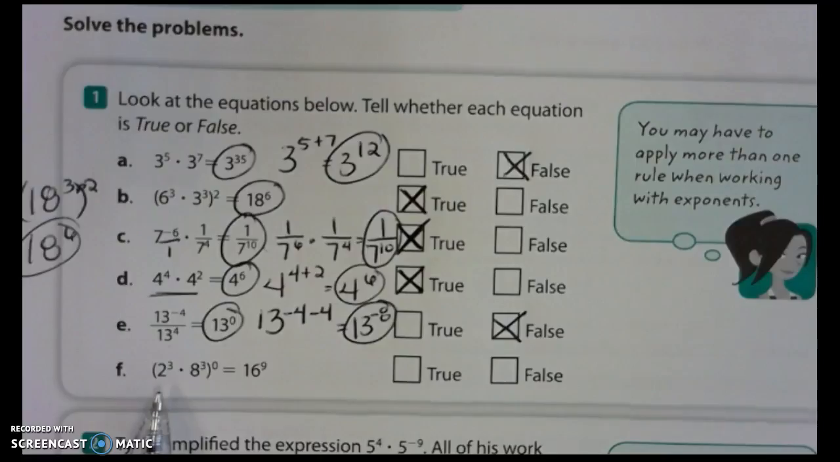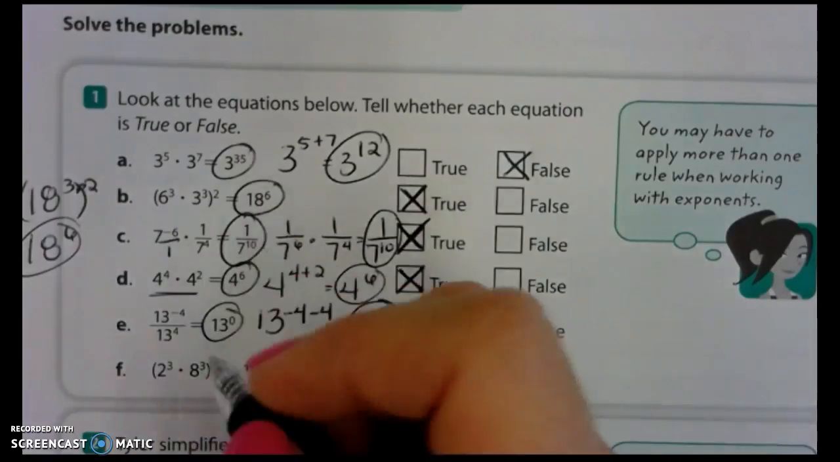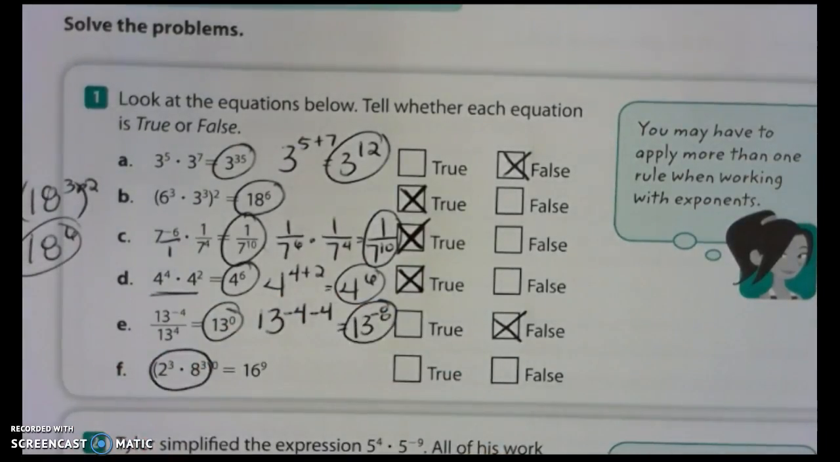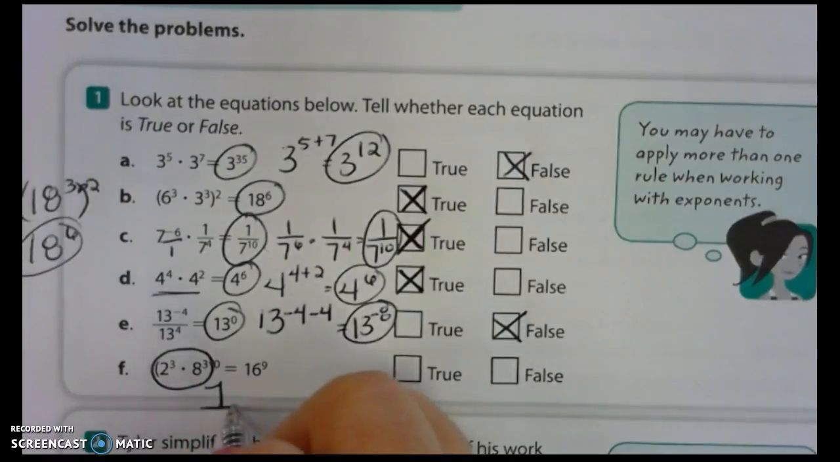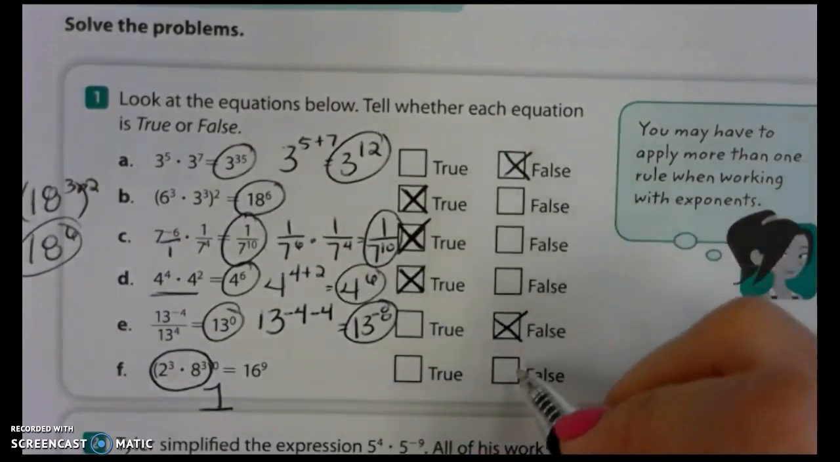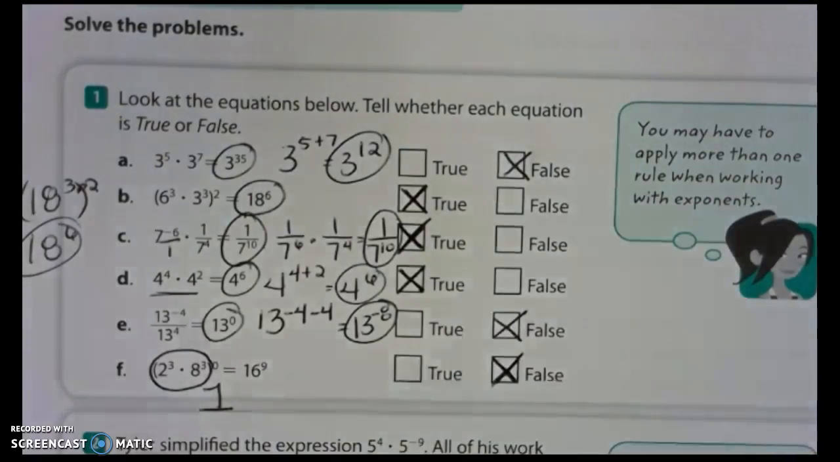On F, 2 to the 3rd times 8 to the 3rd, all to the 0, is equal to 16 to the 9th. You're going to want to start in that parentheses and start simplifying and combining to get that 16, but that's not the case. Everything in the parentheses with a 0 exponent becomes just 1. 1 and 16 to the 9th are definitely not equal, so it is false.